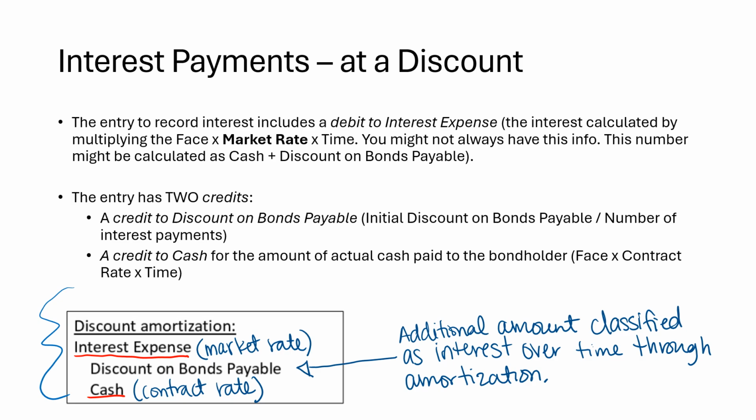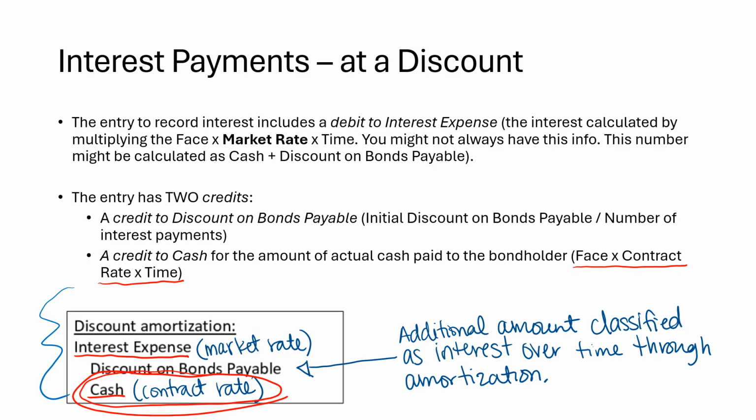One of the things that you need to remember is that the cash paid to the bondholder is calculated based on the contract rate. So the face value times the contract rate times the time period. That is how you figure out how much cash is being paid as interest to the bondholder. So regardless of whether you remember the rest of this journal entry, you know that the credit to cash will equal the face times the contract rate.